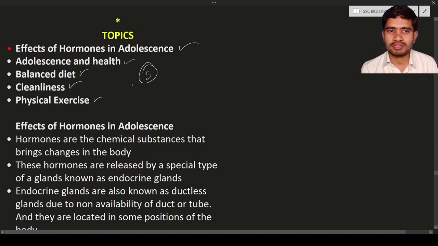Okay, the first one is the effect of hormones in adolescence. So first of all, what is meant by adolescence? In the last class also we discussed that adolescence is nothing but the age between 11 to 19 years of age. That is known as adolescence age.